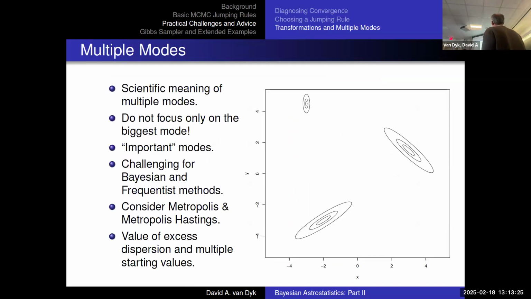Multiple modes are quite tricky. Imagine your posterior distribution looks like this. We talked about the scientific meaning. That's probably most important. Do not only focus on the biggest mode unless it's really, really big. If it's 99% of the probability, that's probably fine. But if these are 60, 20, 20, you probably want to keep track of the 20s as well. They're challenging for any statistical method; everyone has to deal with these things, and it's a little problematic.